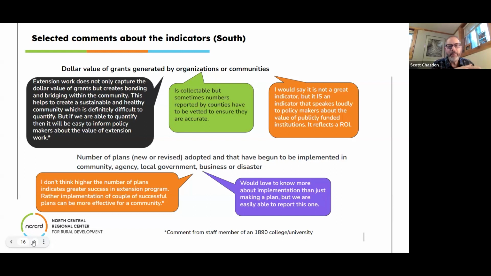I don't think the higher number of plans indicates greater success. Rather, implementation of a couple of successful plans can be more effective. And again, this was a comment from a staffer at 1890. And then would love to know more about implementation than just making the plan. So we heard that comment before.